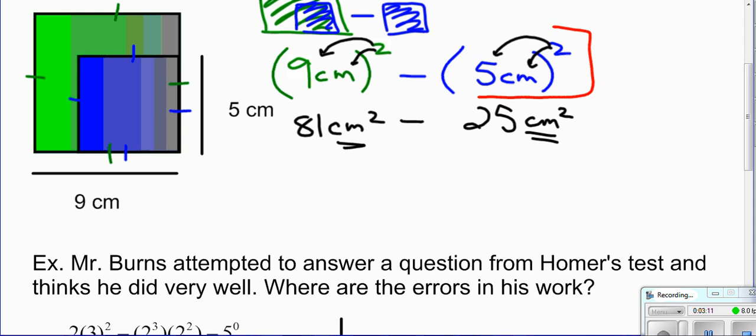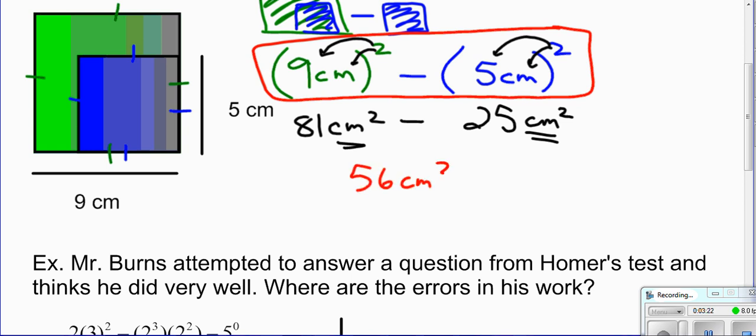Okay, so we found the expression. So this was our expression involving powers. And then it said, what is the visible green area? So we're going to take 81, subtract 25, and we get 56 centimeters squared that is still visible. So it's the leftover after we've cut out or covered up that area with the green.